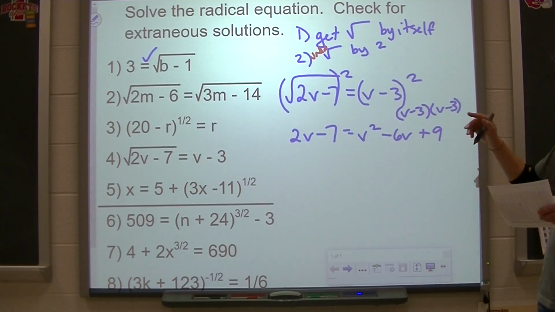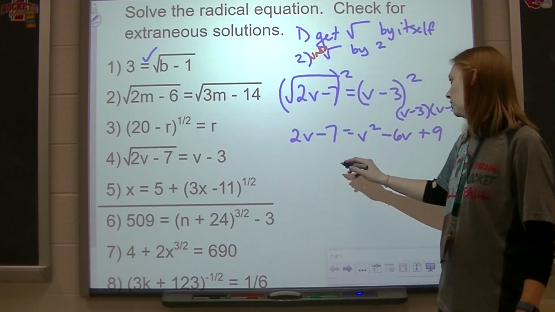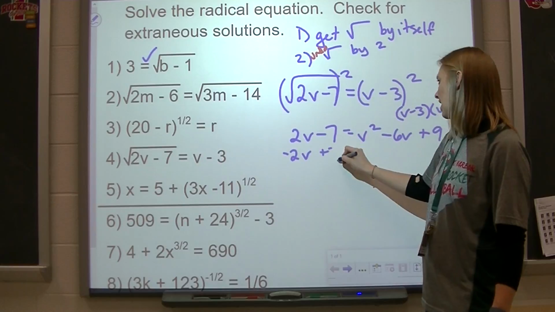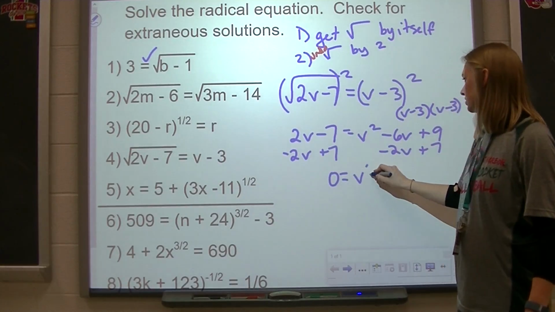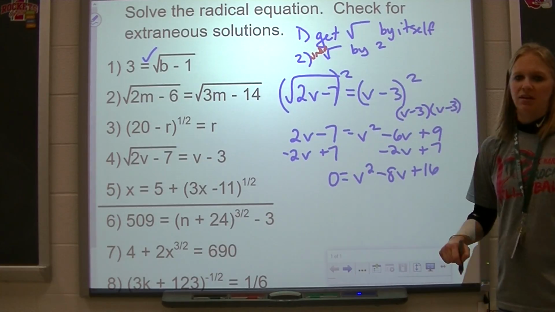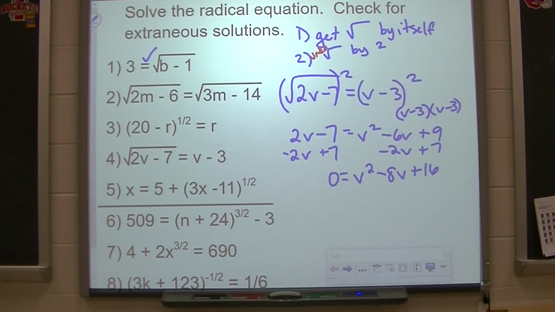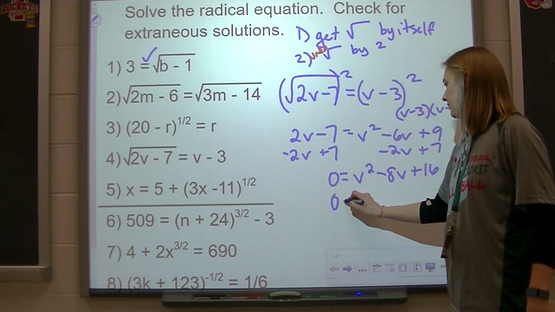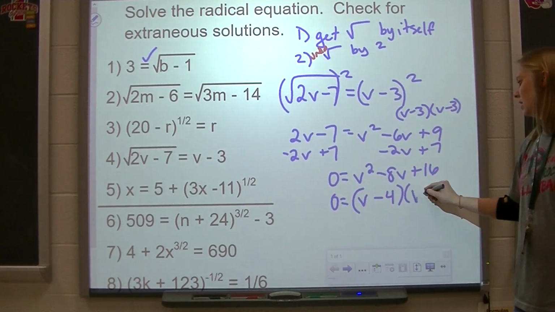Just like we did with problem 3, we once again have a quadratic equation, so we need to get it equal to 0. I'll subtract 2v, add 7. And we'll have 0 equals v squared minus 8v plus 16. Again, we can solve this by factoring, so I'm going to choose factoring. If you're not comfortable with that, use the quadratic formula. Or completing the square, whatever you're more comfortable with.